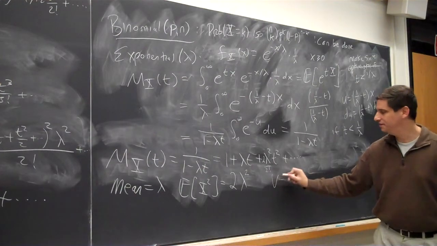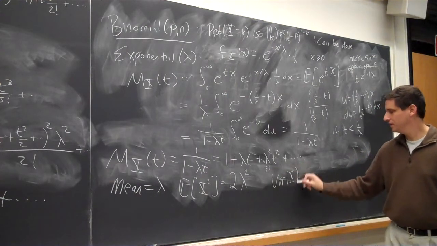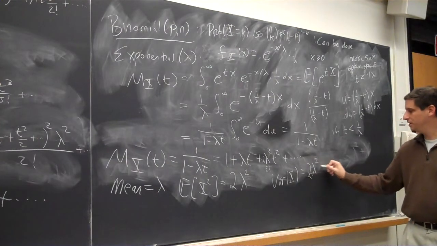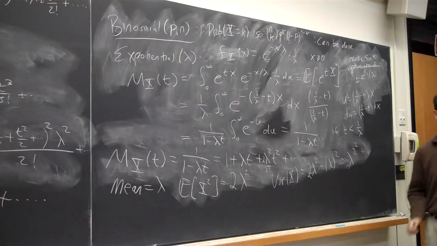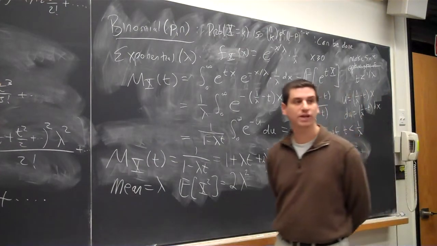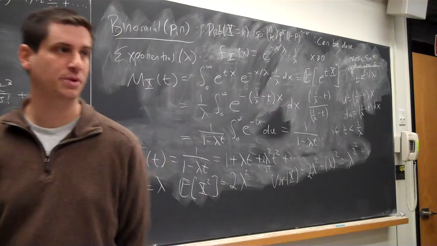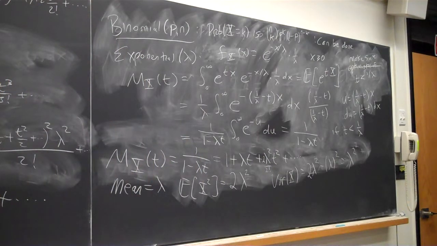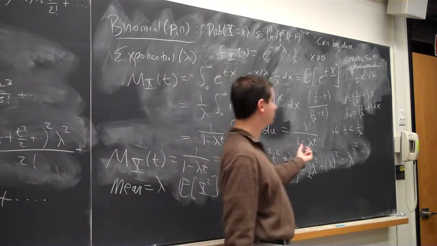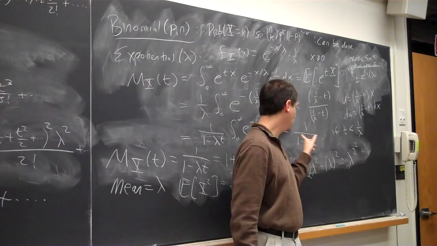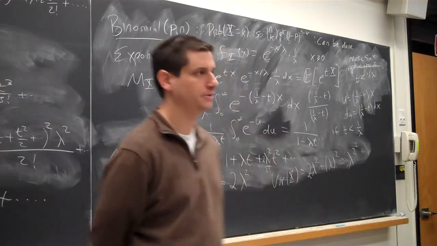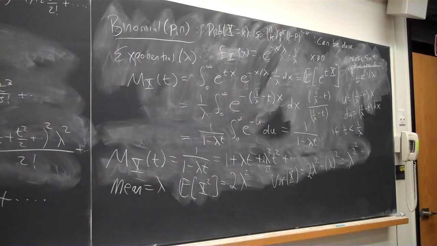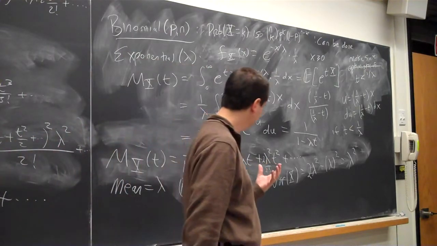So now that we have that, the variance is 2 lambda squared minus the mean squared, which is lambda squared. And so we've now calculated the mean and the variance of the exponential. Again, you could easily take derivatives of this. This is not a bad function to differentiate. It's just 1 minus lambda t to the negative 1. Just differentiate using power rule. It's not so bad.